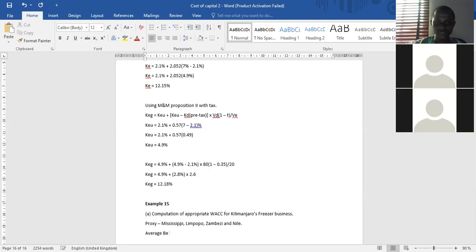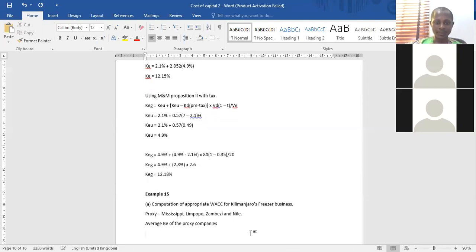Average beta of equity of the proxy companies. So beta of equity will be equal to, what is the beta of Mississippi? 1.1 plus, what is the beta of Limpopo? 1.25. What is the beta of Zambezi? 1.3. What is the beta of Nile? 1.05. So you add this together and divide it by the number of companies, which is 4.